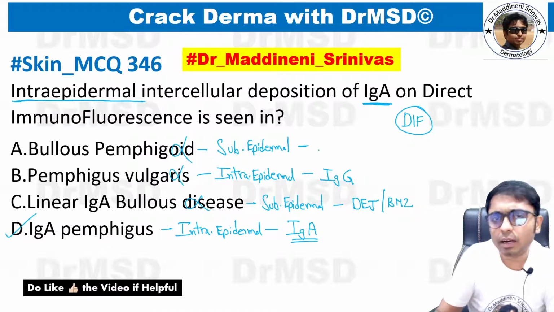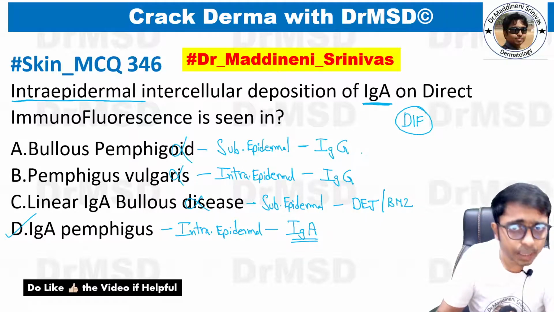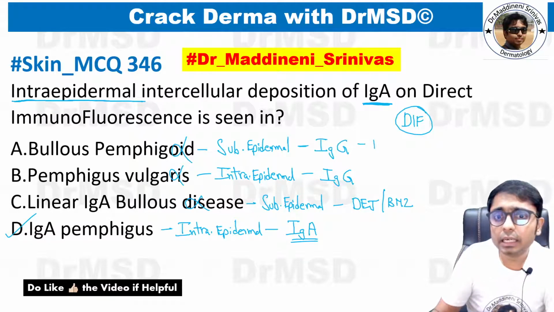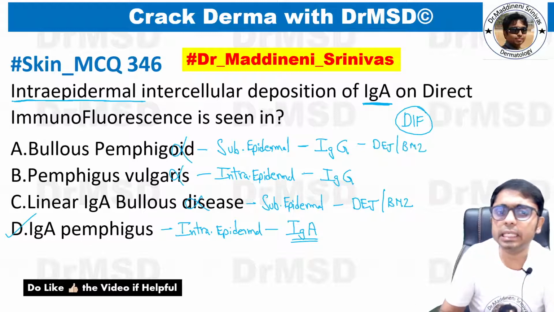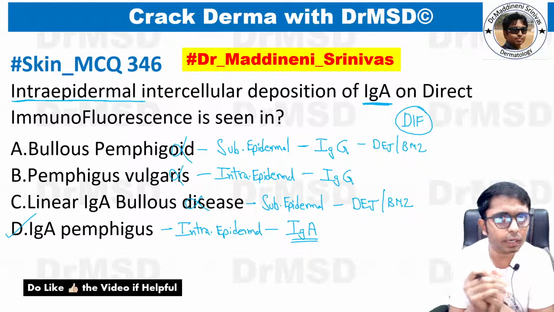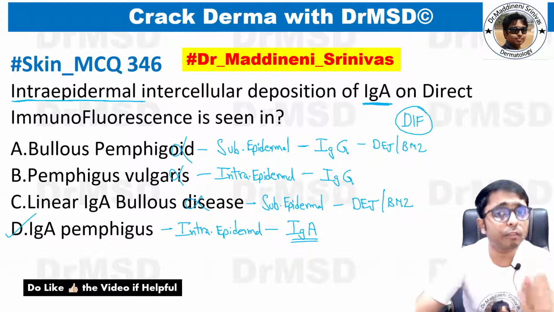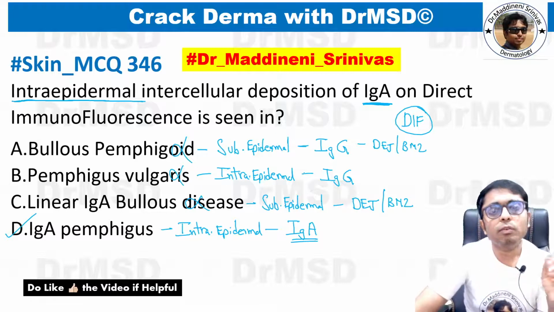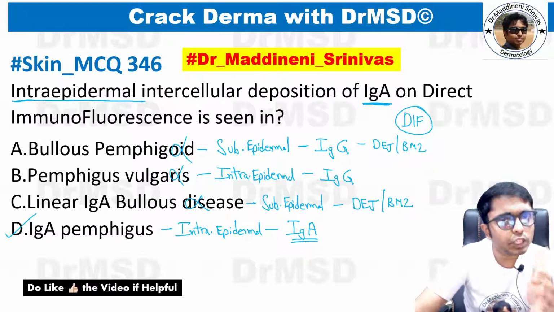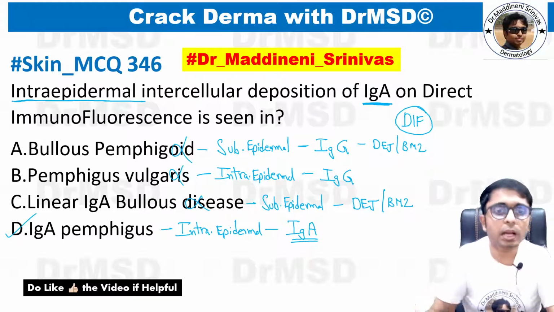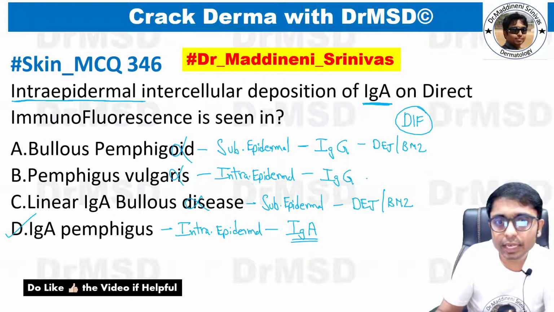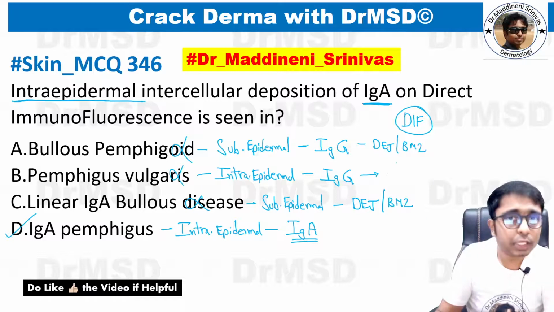And just a quick revision, in bullous pemphigoid there will be IgG deposition in the dermoepidermal junction or basement membrane zone. Okay, so these are the four important vesiculobullous disorders, of which you should know where the split is, what the DIF finding will be, and at which level the immunoreactant will be arranged.